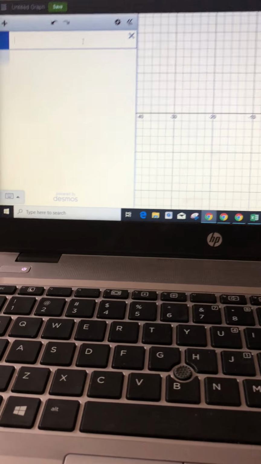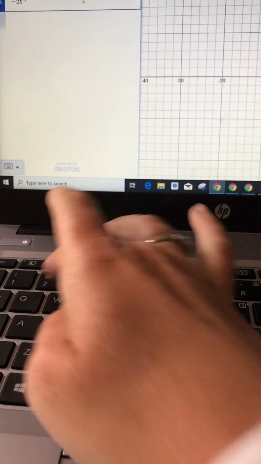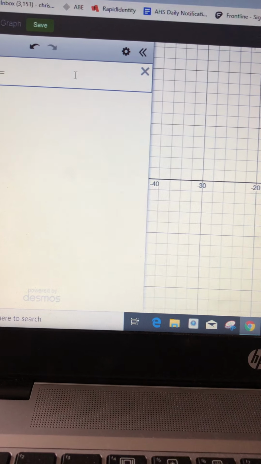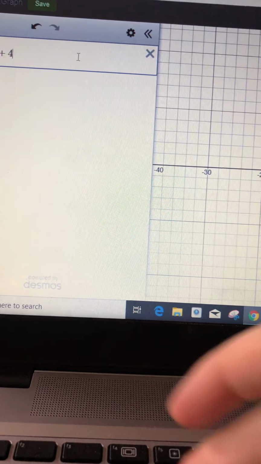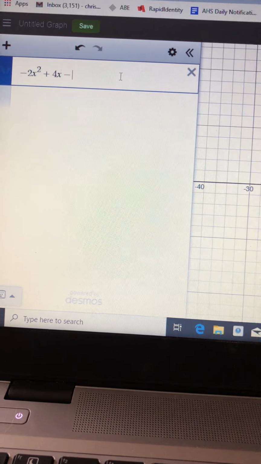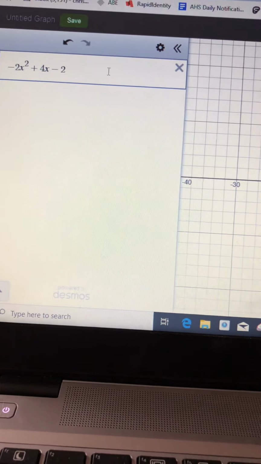And I'm going to type in -2x squared plus 4x minus 2. All right, and we're going to look at that parabola.